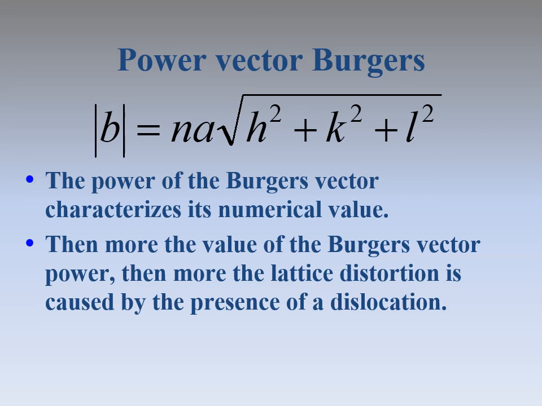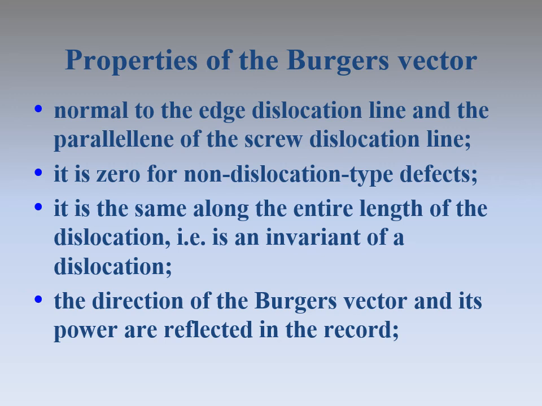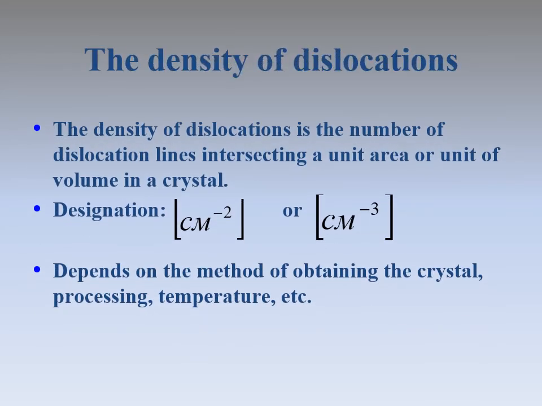Thus, Burgers vector is a measure of lattice distortion caused by the dislocations. Its numerical value is characterized by power. Dislocation density is the number of dislocation lines intersecting a unit area in the crystal. Its dimension is centimeter minus 2. Dislocation density is an important technical characteristic of the qualitative properties of the crystal.